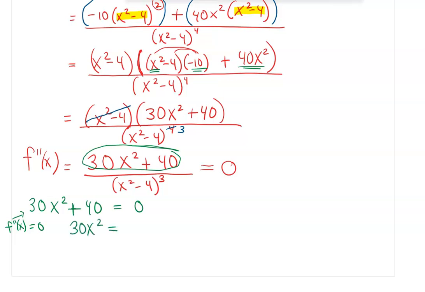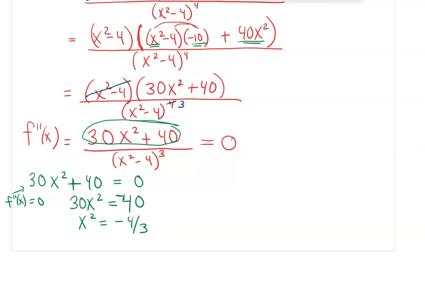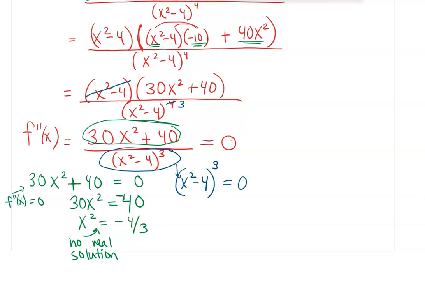The other way you could think about it is to subtract 40 to the other side and then divide by 30. You'll notice that you get an x squared equal to a negative. So there's no real number solution to that equation, which means there's no point on our graph where my second derivative is 0. So this one doesn't have any points where the second derivative is 0. But if I look at the denominator, it does have places where the second derivative doesn't exist. So I have x squared minus 4 to the 3rd power, although it doesn't matter how many powers of it I have.